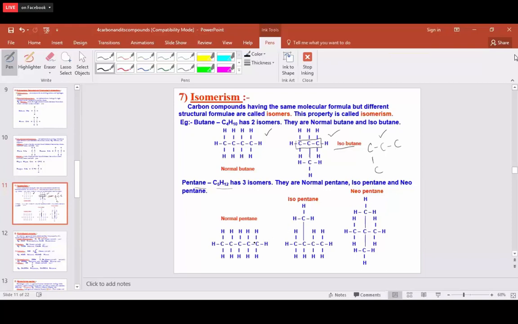Next isomer: instead of writing the 5 carbon atoms in a straight chain, we have to write 4 carbon atoms. We have to cut down one carbon atom. So 1, 2, 3, 4, we write the 4 carbon atoms, and the remaining one carbon atom we have to substitute either in this carbon or in this carbon. Both are the same. So we are going to substitute in this carbon atom. Then we place 1, 2, 3 hydrogens because the carbon is tetravalent, making 4 bonds. Now this we call isopentane.